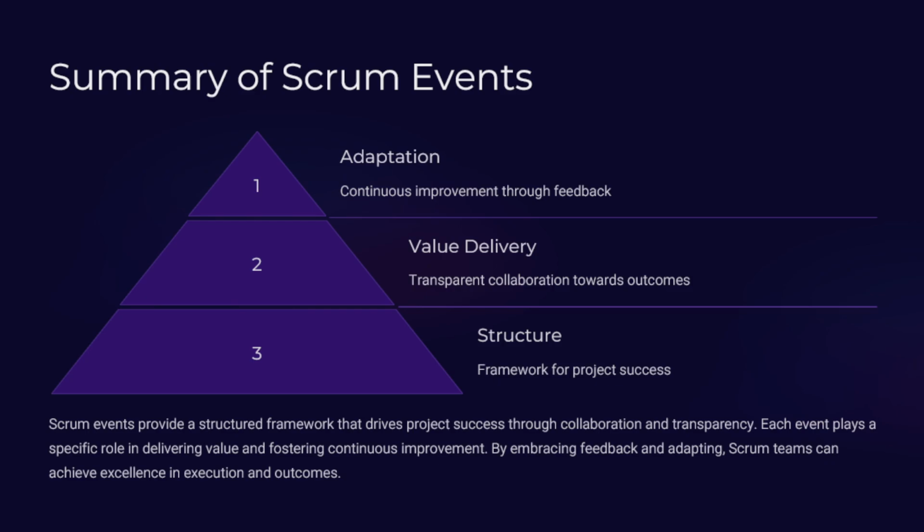To summarize our discussion on the Scrum events, we understood exactly what the goals of each of these events are. Scrum events provide a structured framework that drives project success through collaboration and transparency. Each of these events, from sprint planning to sprint retrospective, plays a specific role in delivering value and fostering continuous improvement. By embracing feedback and adapting, Scrum teams can achieve excellence in execution and outcomes.